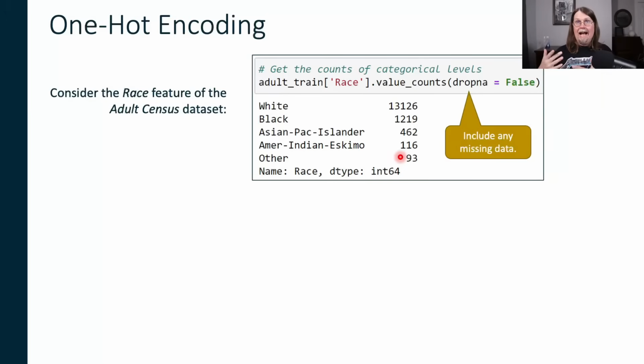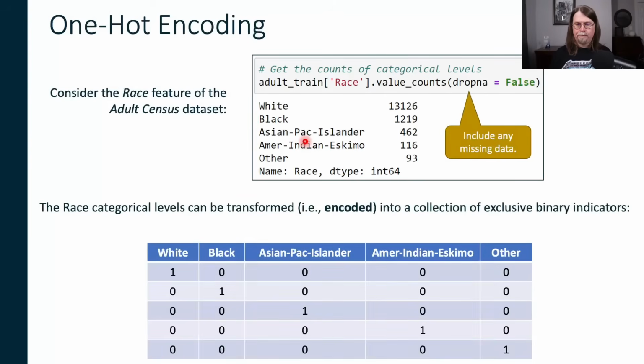Cool. Now, these are the string values and the counts of the string values, and we know that we can't actually use these directly. So what we do with one-hot encoding is we take each of these unique values here, and then we transform them into their own dedicated features. That's a bit abstract, so let me show you what this means in terms of a table. Notice here that white becomes its own feature. Black becomes its own feature. Asian Pacific Islander becomes its own feature, so on and so forth.